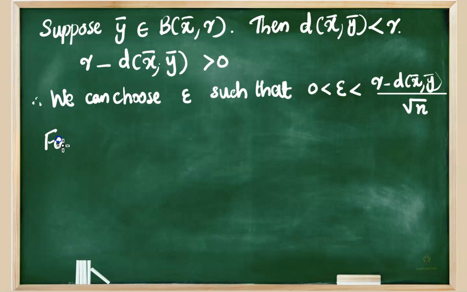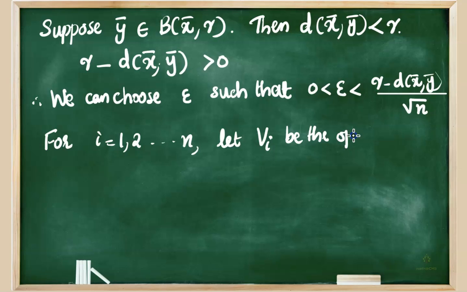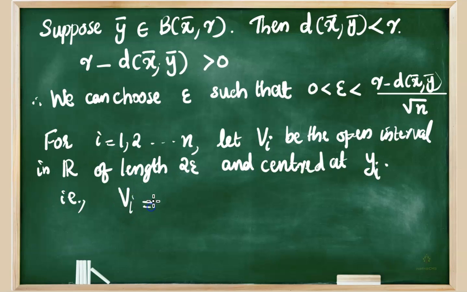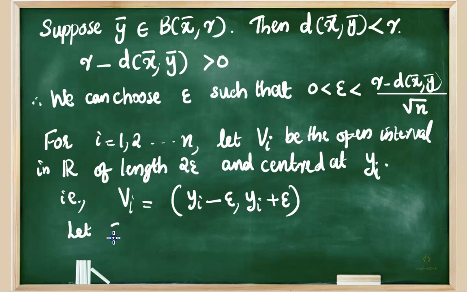Also assume that for each i varying from 1 to n, Vi denotes the open interval in R of length 2 epsilon and centered at yi. That is, Vi denotes the open interval (yi minus epsilon, yi plus epsilon). Also, let G_y bar be the set V1 cross V2 cross, etc.